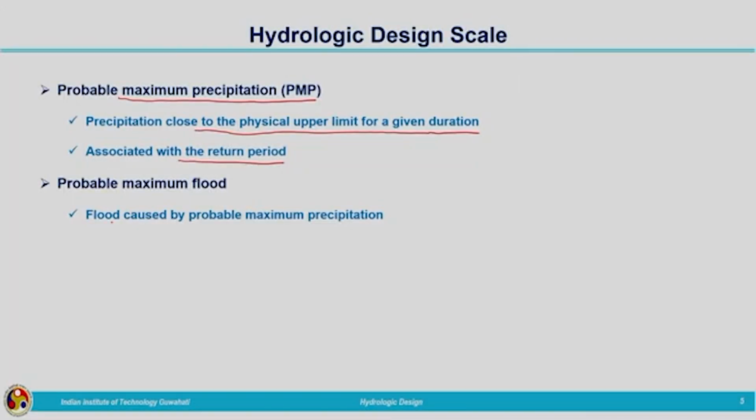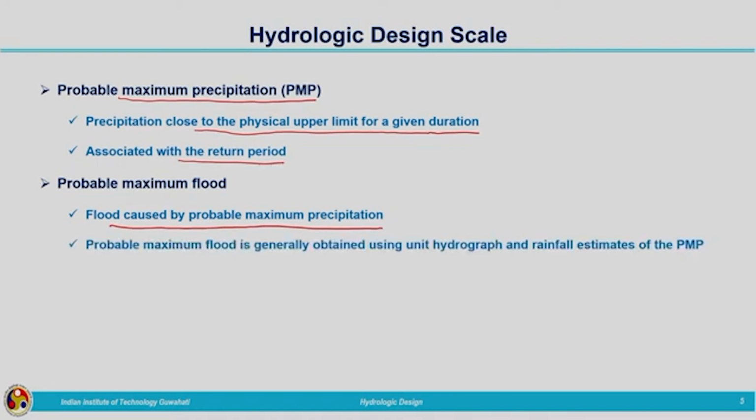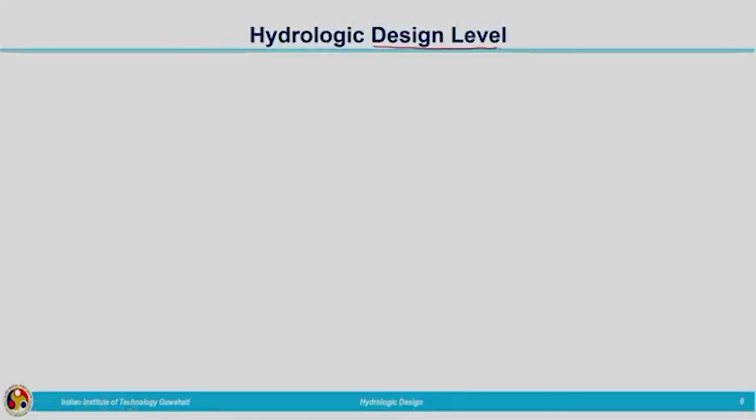And the probable maximum flood is nothing but the flood caused by probable maximum precipitation. This probable maximum flood is generally obtained using unit hydrograph or rainfall estimates of the probable maximum precipitation. We can make use of unit hydrograph principles for determining this probable maximum flood, that is, based on the unit hydrograph corresponding to probable maximum rainfall, we can find out the maximum discharge. That value can be considered as the probable maximum flood. Now, coming to the upper limiting value, we need to have a hydrologic design level.